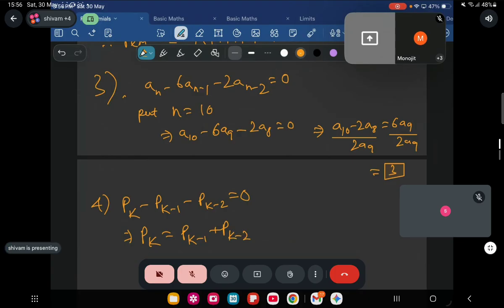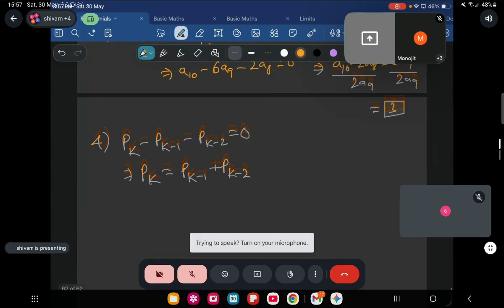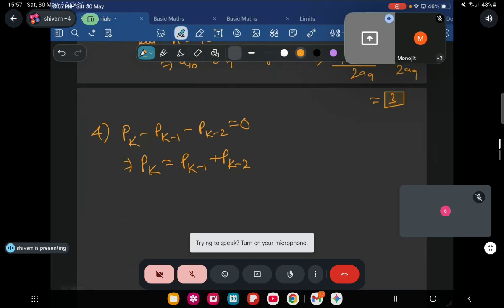Tell me. It's a very famous series. Pk is equal to pk minus 1 plus pk minus 2. Can you people identify? The next term is the sum of the previous two terms. It's a very famous Fibonacci series. So Fibonacci series will always satisfy x square minus x minus 1 equal to 0. From there we get the golden ratio. Are you getting? Tell me. So pk equal to pk minus 1 plus pk minus 2.